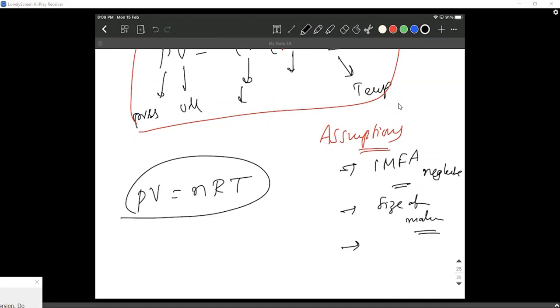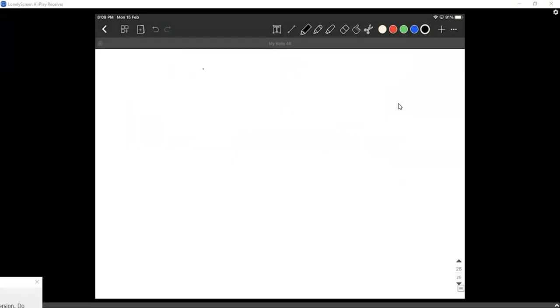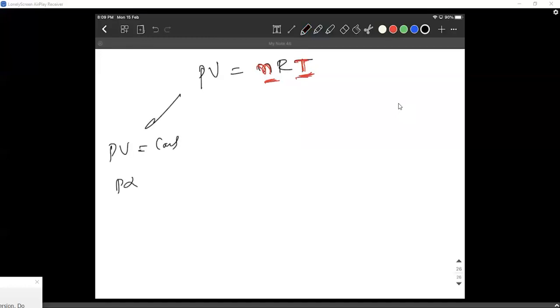Let me show you all those things again in this equation. This PV equals nRT is basically talking about Boyle's law, Charles's law. Like, we have constant temperature, fixed gas, number of moles also fixed, and constant temperature. Which clearly says PV equals constant, or P proportional to 1 by V, when these two are constant.